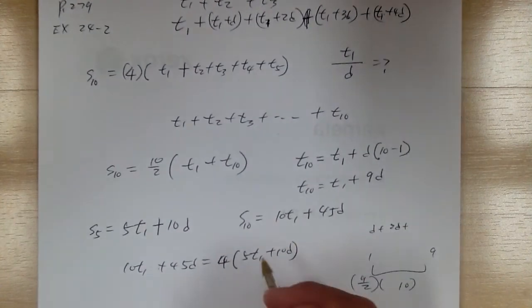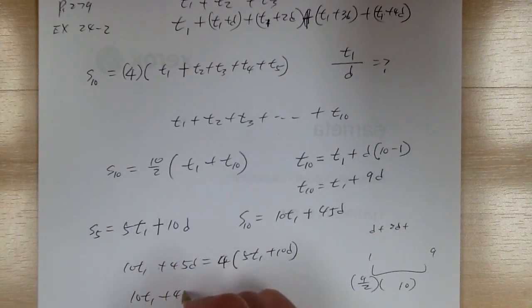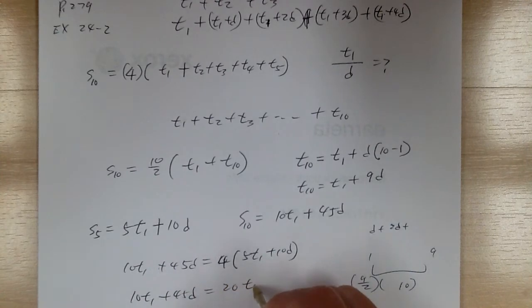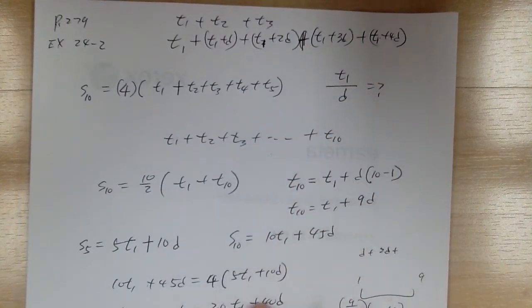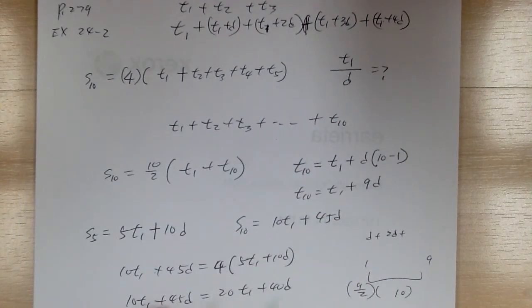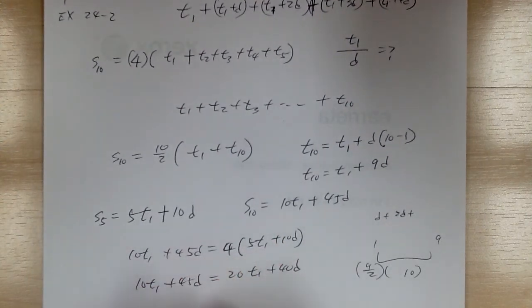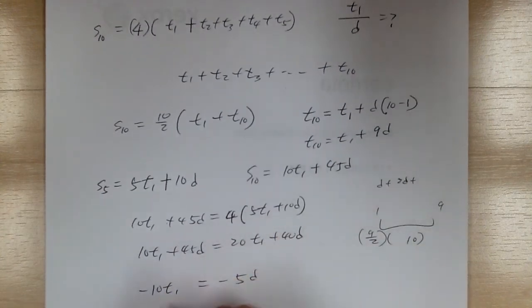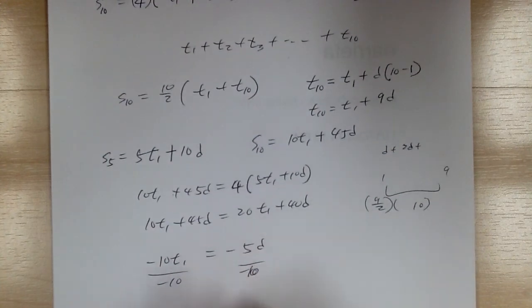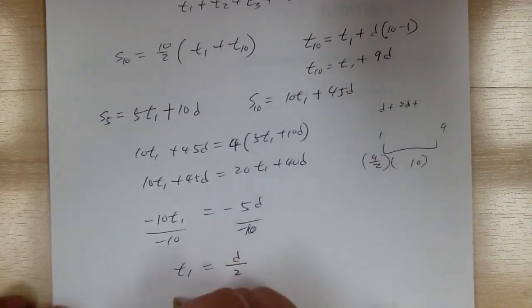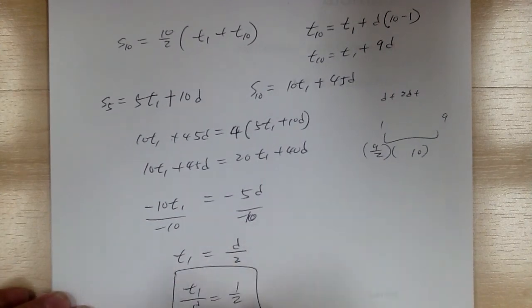Okay, and then you can go and try to solve. So you got 10 T1 plus 45D equals 20 T1 plus 40D. And again, remember we're solving for T1, right? So you want to get all the T1 to this side. So you're going to get negative 10 T1 equals negative 5D. And then let's divide by negative 10. So T1 equals D over 2. And you divide by D, so T1 over D equals 1 over 2. Okay, and that's it.